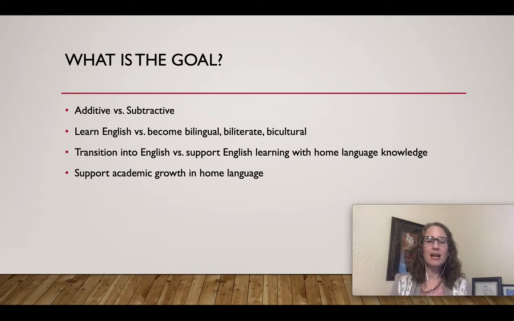And then, of course, some of those programs have the goal of supporting academic growth in the home language, in addition to supporting academic growth in English. So those are some things to ask yourself as you look at a program: what is the goal of the program?